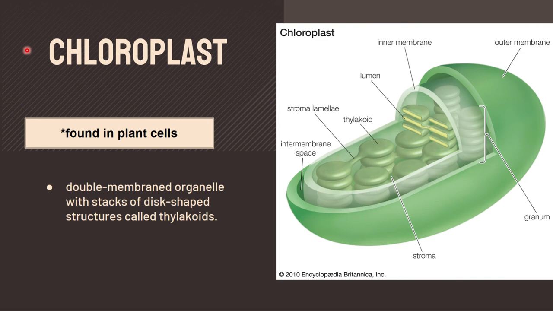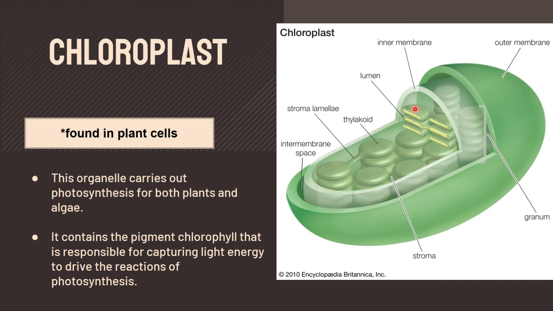The next organelle is the chloroplast. So chloroplasts are only found in plant cells. So chloroplast is a double membrane organelle. So it is the same as the mitochondria, which is double membrane. So it has an outer membrane, this dark green part, and it also has an inner membrane. And aside from that, the chloroplasts have structures called thylakoids. So they look like pancakes or coins stuck into piles, okay? So the function of the chloroplast is that this is the organelle where photosynthesis takes place.